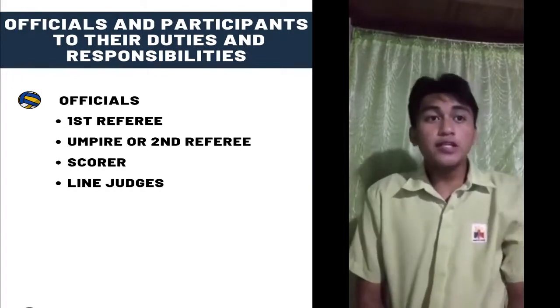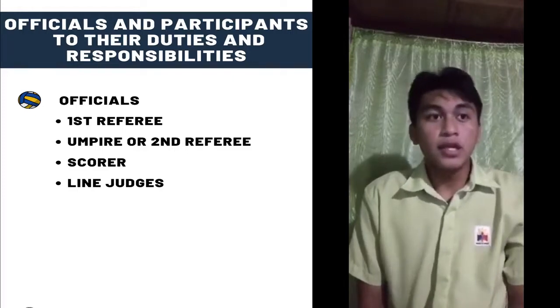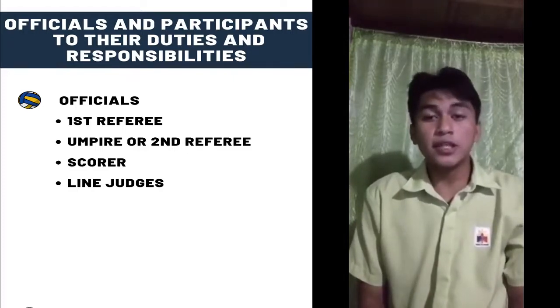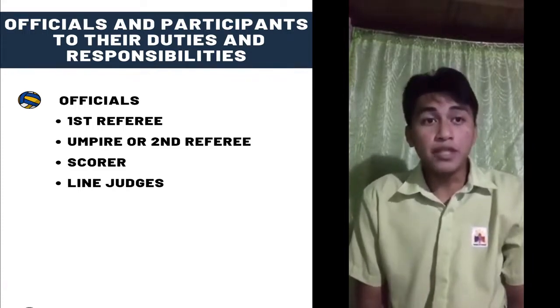First referee. He is seated, standing on a referee's stand located at the end of the net. He directs the match from the start until the end. He has authority over all officials and members of the team.